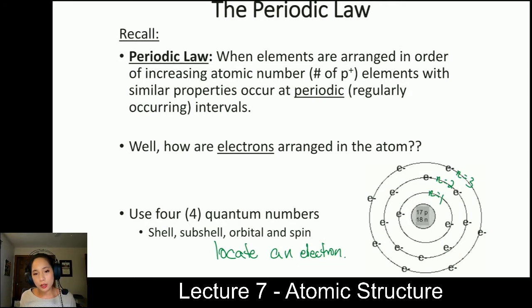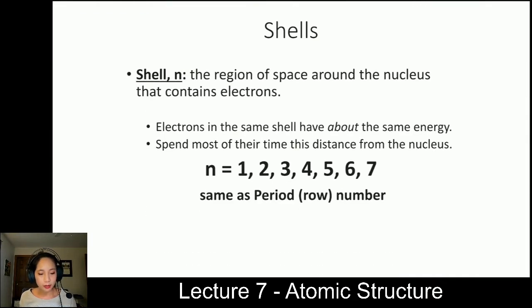Those four quantum numbers that I'm talking about have names. We have a shell quantum number, a subshell, an orbital, and a spin. I will get into the details about the first quantum number, the shell. This is essentially our energy level, n. Our shell, or n, is just the region of space around the nucleus that contains electrons. Each shell can hold a certain number of electrons.